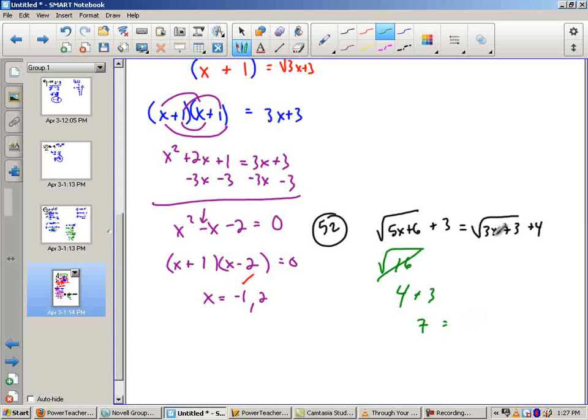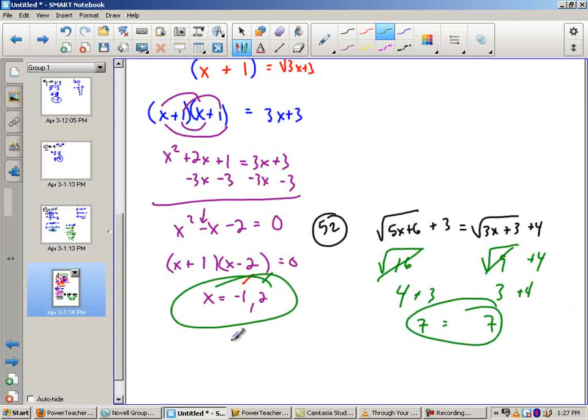Over here, 2 times 3 is 6, plus 3 is 9. Square root of 9 is 3 plus 4, that's 7. Both of them checked out, so all of them are my answer.